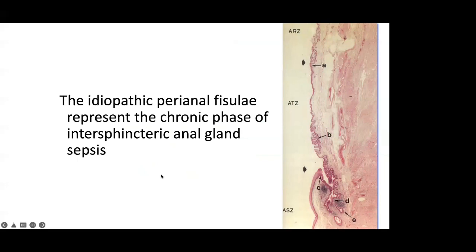So if the abscess is the acute phase, the fistula is for sure the chronic phase. In fact, the one that you can see in the slide is a definition by Parks. According to Parks, in 1961, idiopathic perineal fistulas are nothing more than the chronic phase of this infection, this sepsis, that usually starts in the intersphincteric space.